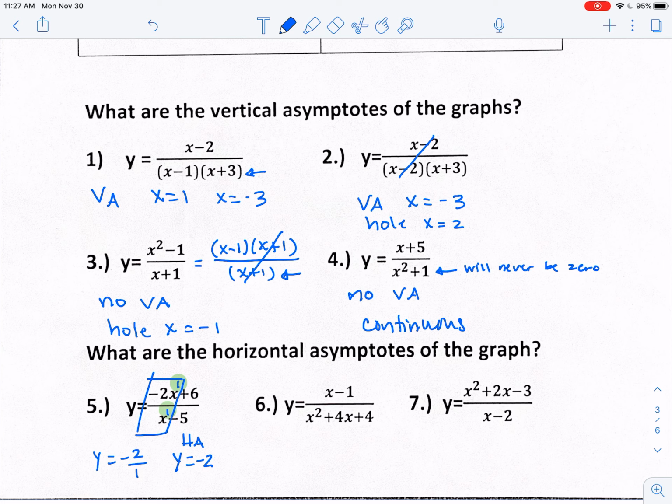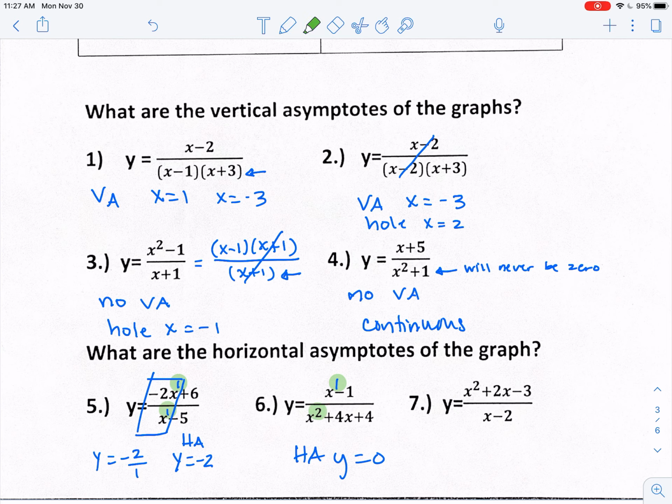All right, let's take a look here. The degree of the top, well, it's 1. The degree of the bottom is 2. Let's see, the degree of the numerator is less than the degree of the denominator. Well, that's an automatic horizontal asymptote. Let me get my pen. At y equals 0. Okay.